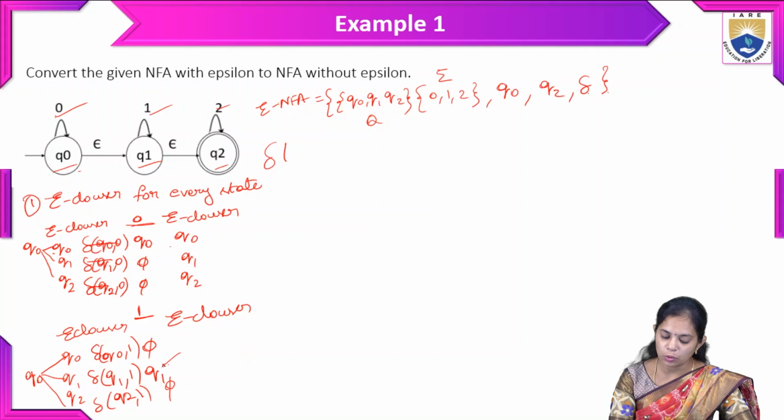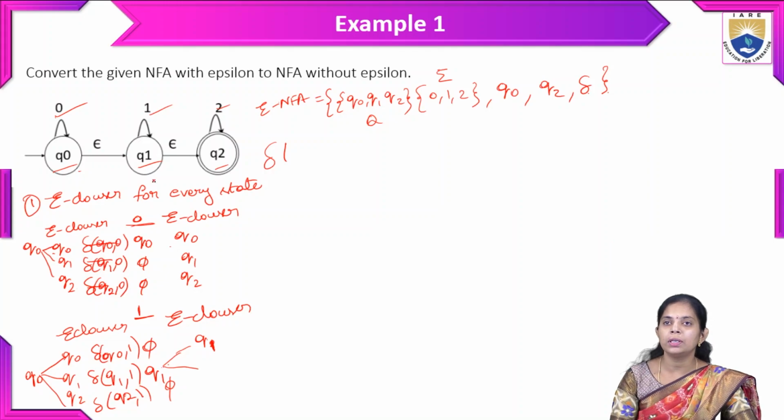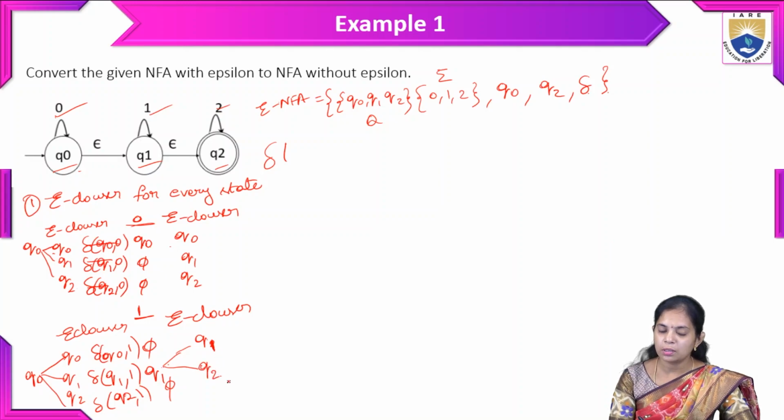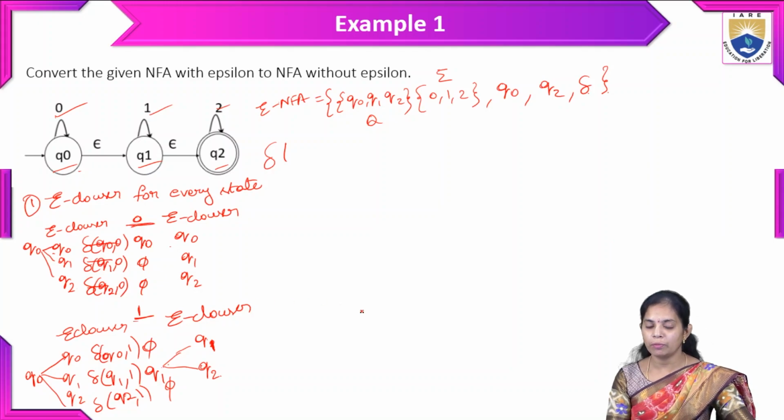So the epsilon closure of Q1 has two values. One is Q1, because Q1 itself has the epsilon state, and next Q2. So these are the two values, and we have the result like this. Till now we have found the epsilon closure for the 0 and 1 inputs.